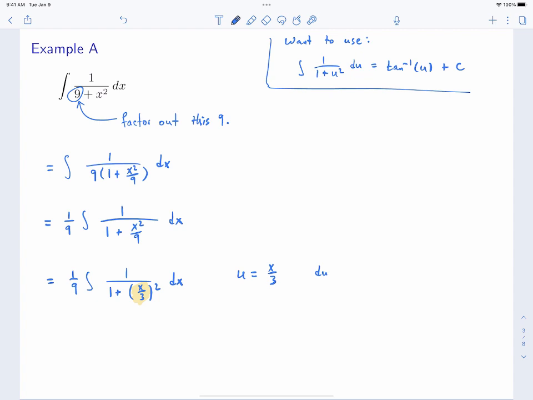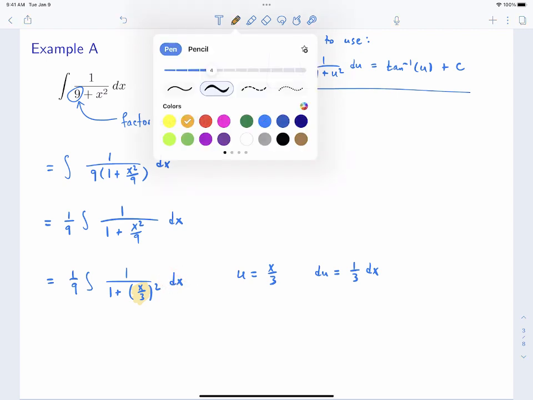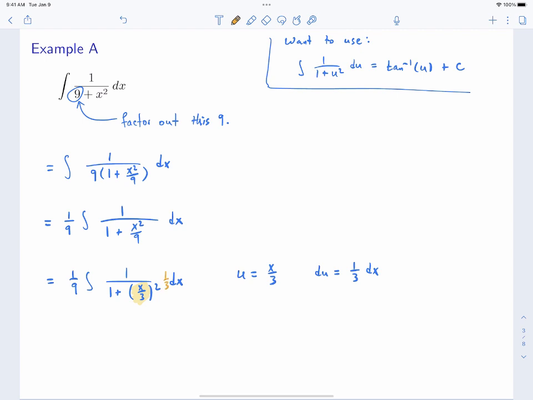Then our du is the derivative, so that's going to be 1/3 dx. Now we don't have a 1/3 dx, we have a dx, but we can just stick in a 1/3 here like this. But of course, if you multiply by 1/3, you also have to multiply by 3. So let's just put in a times 3 over here like that. Now we can get away with this because 3 times 1/3 is 1, so we're not actually changing the value of the integral. And you can multiply inside and outside like this because 3 is constant, so you can multiply by 3 and divide by 3.